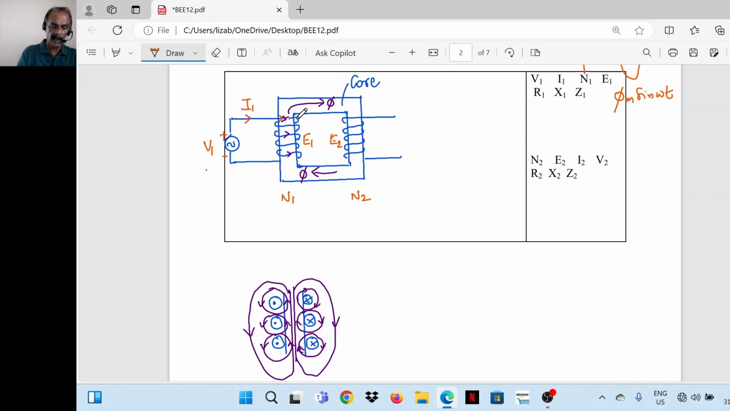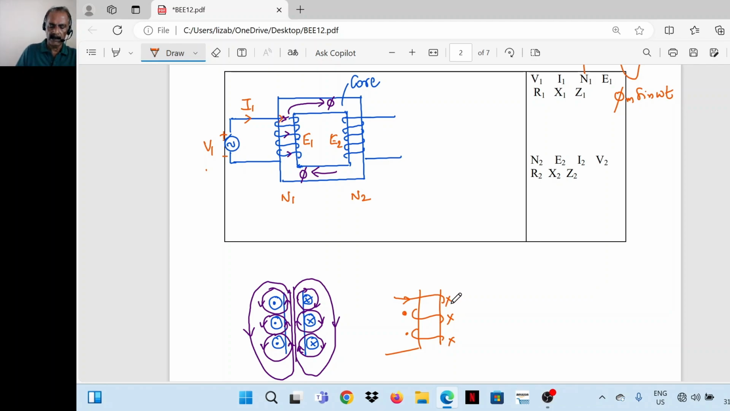For example, take the primary winding. This portion of the primary winding, this limb, I have redrawn here, and see the current direction. So this limb I will draw once more. Here current is entering, this is the direction of current. Current is entering here and leaving here, going into the plane of the paper, and coming out. So I have marked the current direction here.